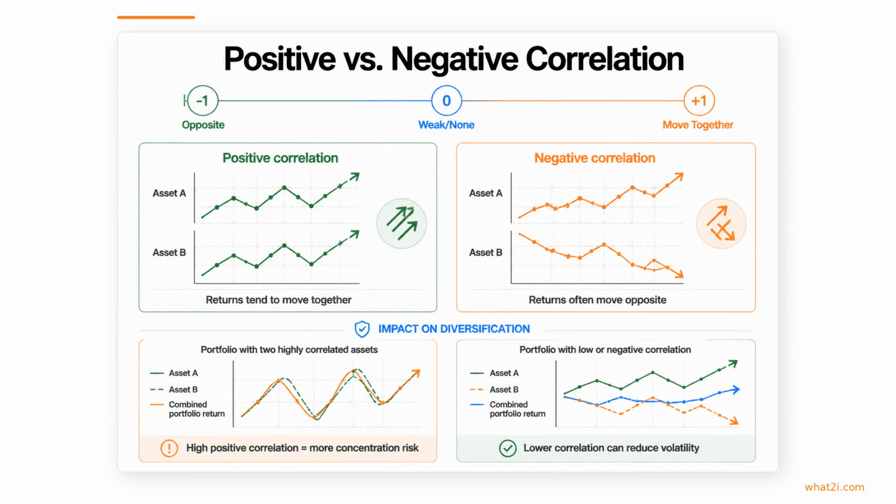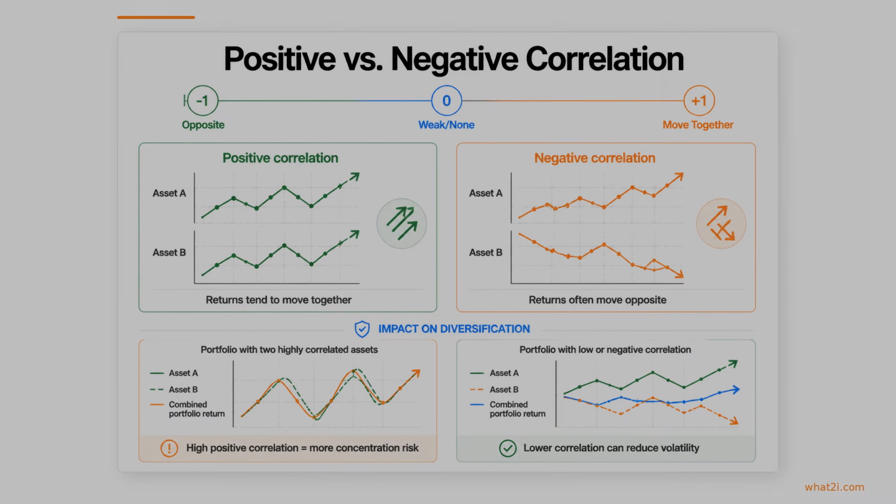The sign of correlation tells you direction. A value near +1 means two assets have tended to move together, while a negative value means they often move in opposite directions. The closer correlation is to 0, the weaker that relationship has been, and that matters for diversification because lower or negative correlation can help smooth returns and reduce volatility, while high positive correlation can increase concentration risk.